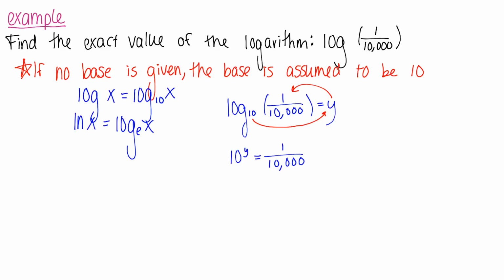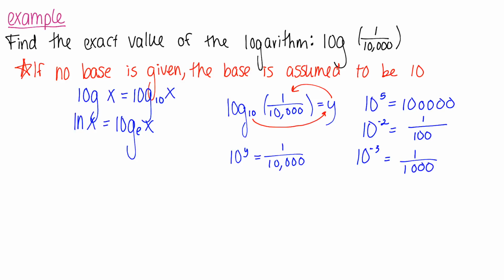Something you should know: for positive powers of 10, whatever the exponent is, that's how many zeros it has. So 10 to the 5th is a 1 and then 5 zeros. When it comes to negative exponents, like 10 to the negative 2, it's just a 1 in the numerator, and then the same rule: take the absolute value of the exponent, and that's how many zeros. So 10 to the negative 2 is 1 over 100. 10 to the negative 3 would be 1 over 1,000, and so on and so forth.